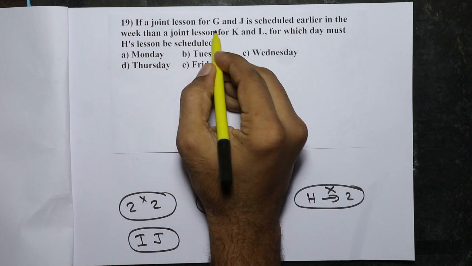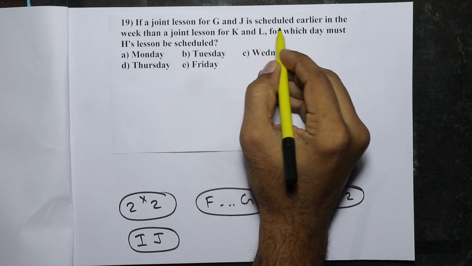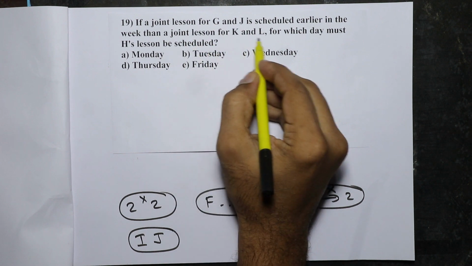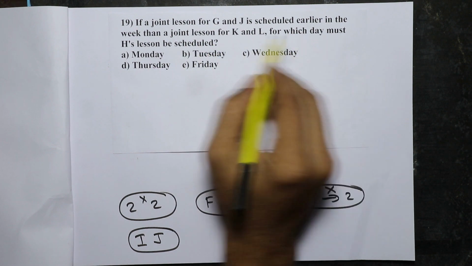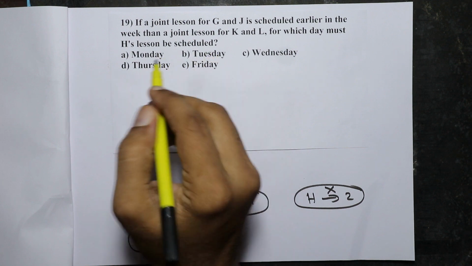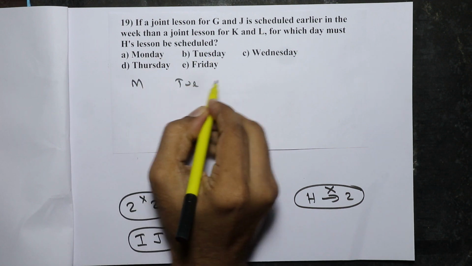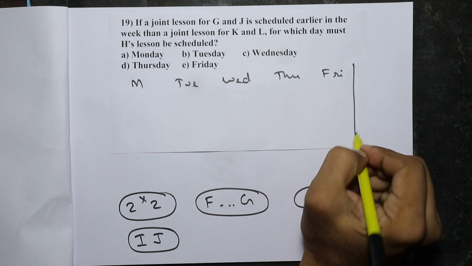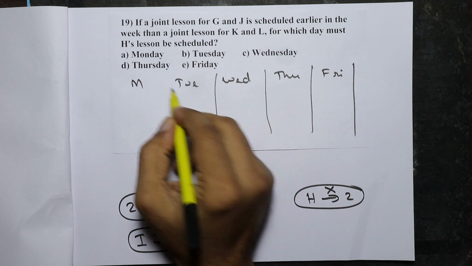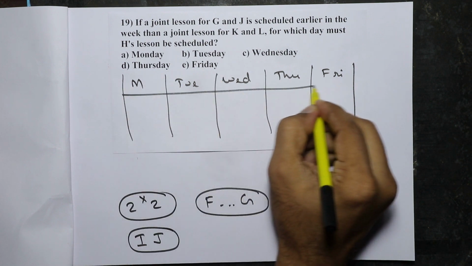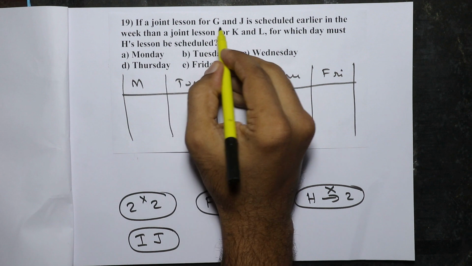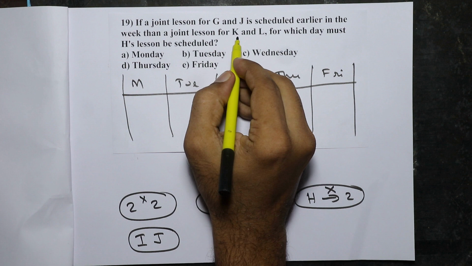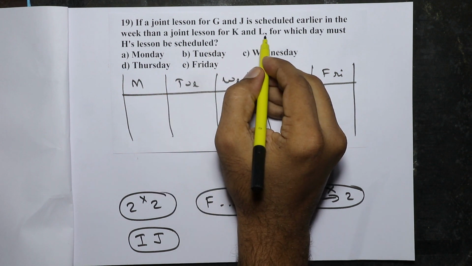If a joint lesson for G and J is scheduled earlier in the week than a joint lesson for K and L, for which day must H's lesson be scheduled? So you have Monday, Tuesday, Wednesday, Thursday and Friday. Now we have a joint lesson for G and J, and this should be earlier in the week than the joint lesson for K and L.